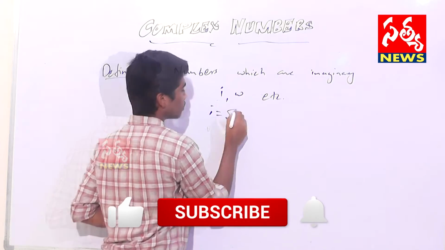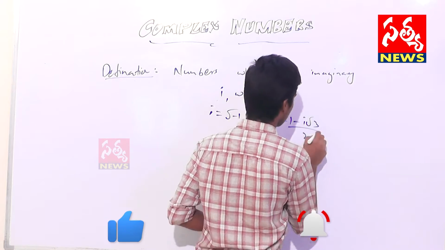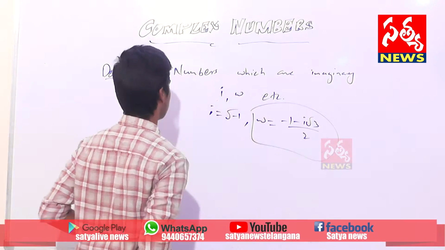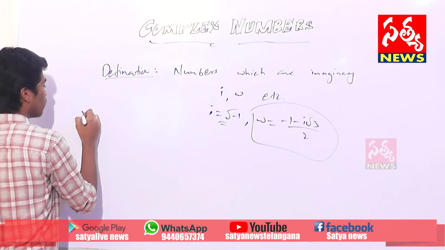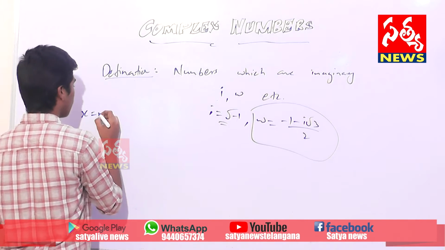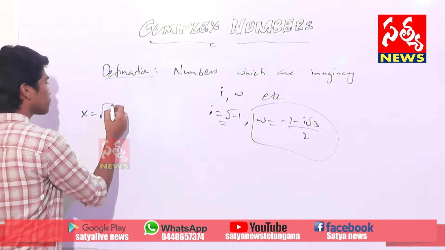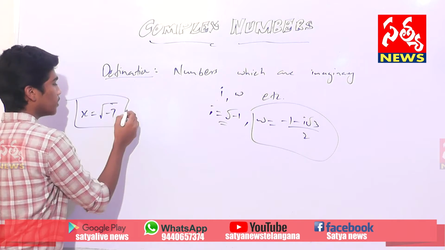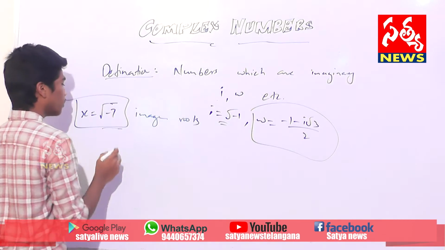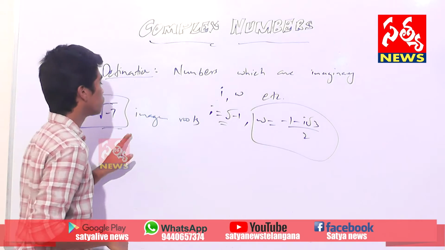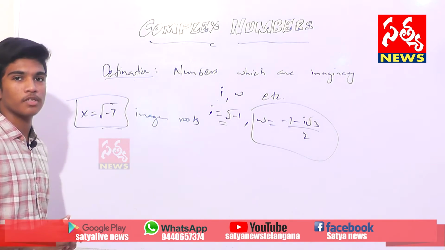i is nothing but root of minus 1, and the omega value is (minus 1 minus i root 3) by 2. I will explain how this omega value is derived. See, i equals root of minus 1. When solving a quadratic equation, if we get roots that are not real numbers, we consider these types of roots as imaginary roots, right? We did not take these roots before. So now we are going to discuss imaginary roots, which are nothing but complex numbers, okay?